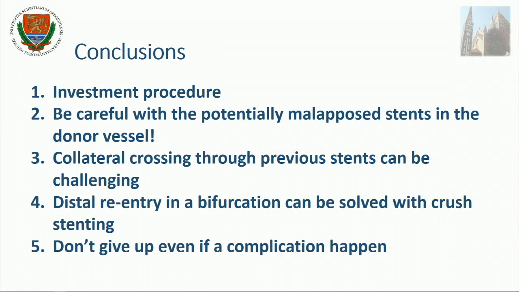So to conclude, investment procedures are important in CTO PCI. We have to be careful with potentially malapposed stents in the donor vessel. Collateral crossing through previous stents can be quite challenging. Distal reentry in a bifurcation can be solved with crush stenting, as we saw in our example. And don't give up even if a complication happens.